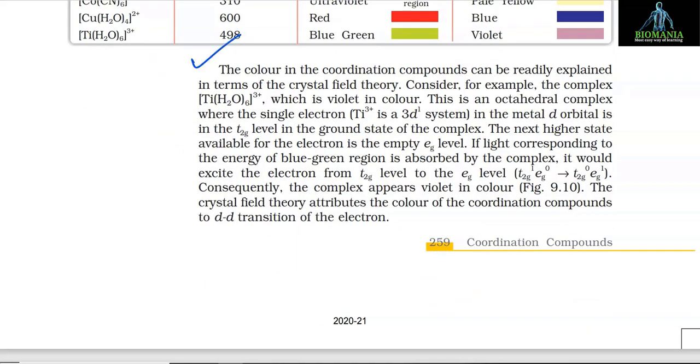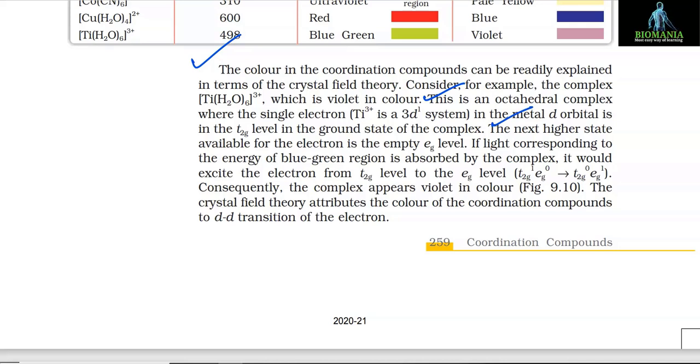The color in the coordination compounds can be readily explained in terms of crystal field theory. Consider, for example, the complex [Ti(H2O)6]3+, which is violet in color. This is an octahedral complex where the single electron of Ti3+ is a 3d1 system. The metal d orbital is in the t2g level in the ground state of the complex. The next higher state available for the electron is the empty eg level.